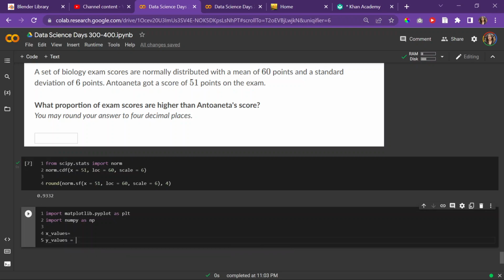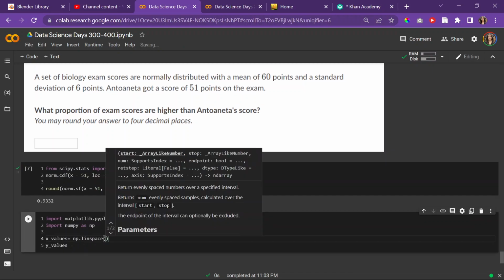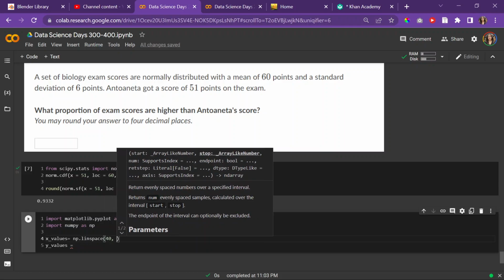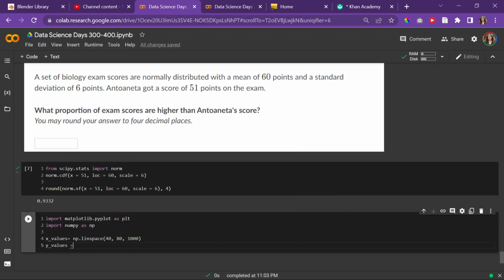For my x values, it's going to be the linspace function. Linspace takes in 3 parameters. It takes a start, an endpoint, and then the number of values in between. If my mean is 60, then maybe I want to start at 40 and end at 80, and have 1,000 values in between. That's just a guess. It might not be perfect, but I'll fix it later.